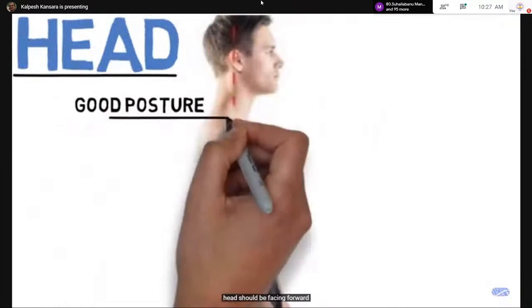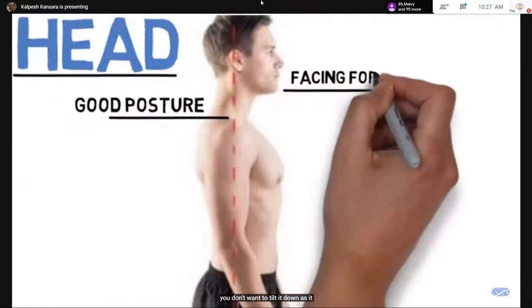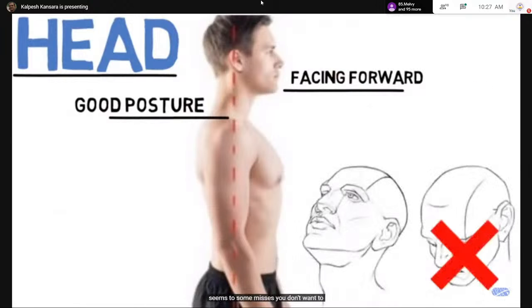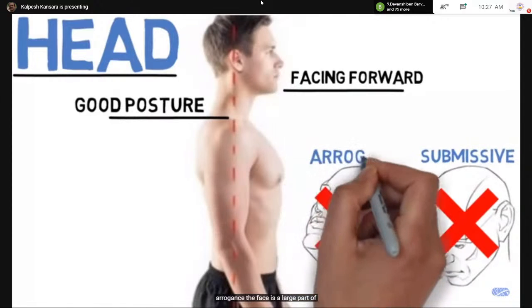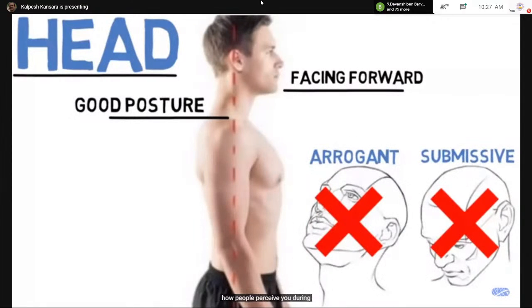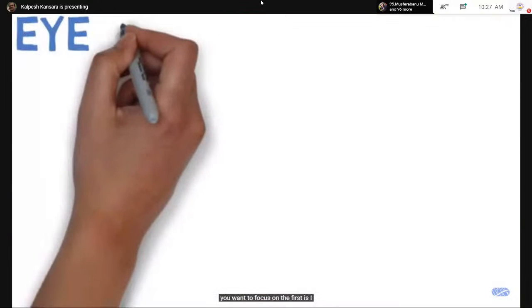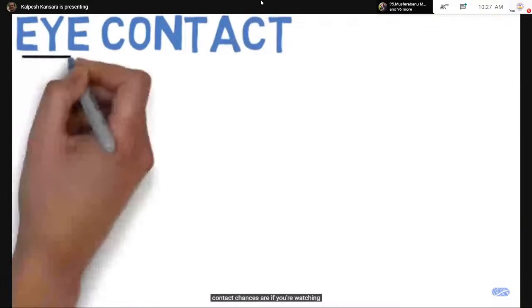Your head should be facing forward. You don't want to tilt it down as it seems too submissive, and you don't want to tilt it up too much as it seems too arrogant. The face is a large part of how people perceive you during interactions. There are two things that you'll want to focus on. The first is eye contact.